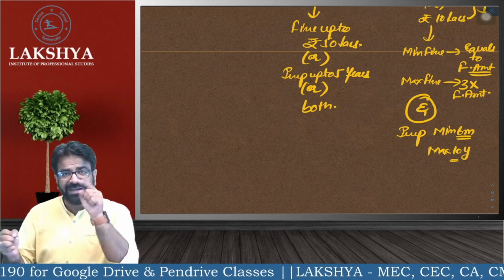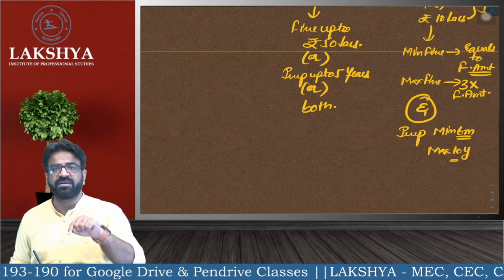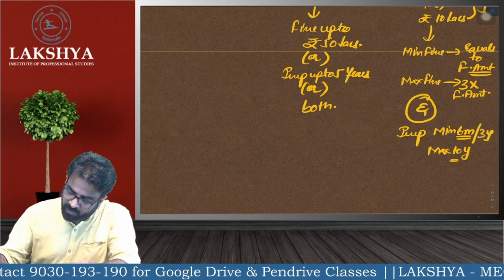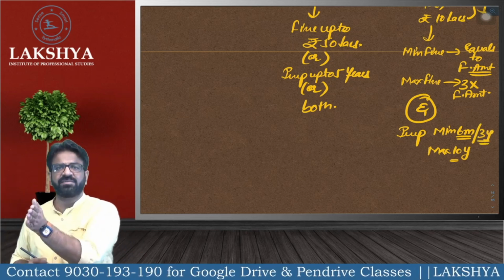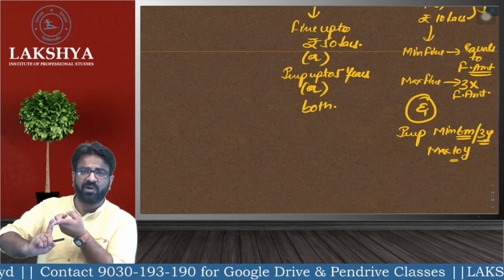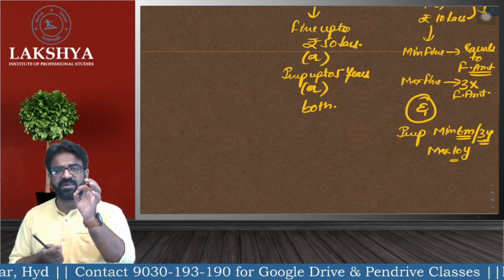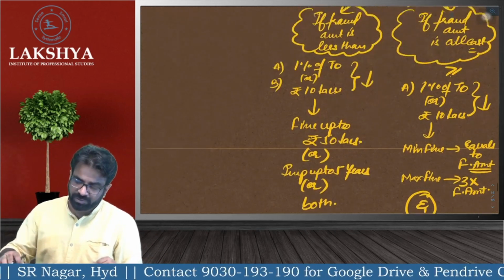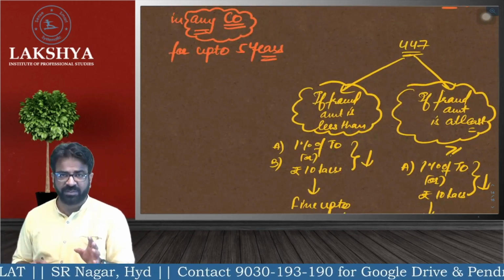And if public interest is involved in that company, then 6 months will become 3 years. So minimum 3 years, maximum 10 years if public interest is involved, and minimum 6 months, maximum 10 years if non-public interest is involved. So this is section number 447. So समझ में आया sir?